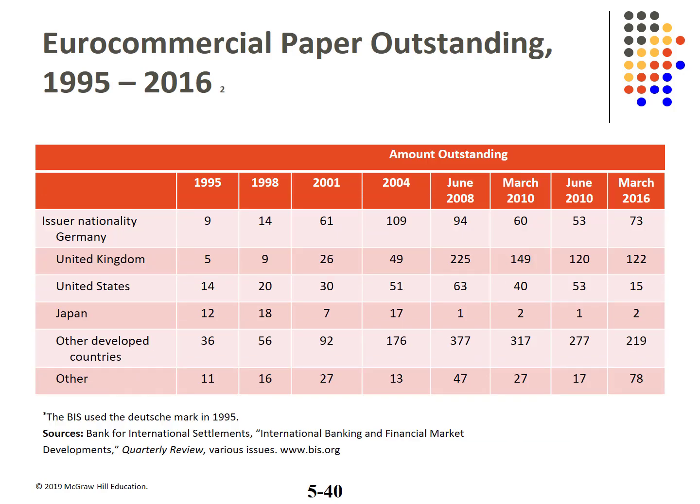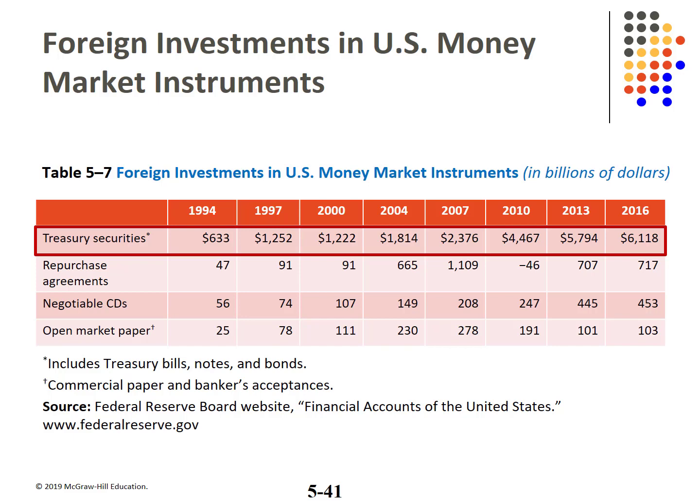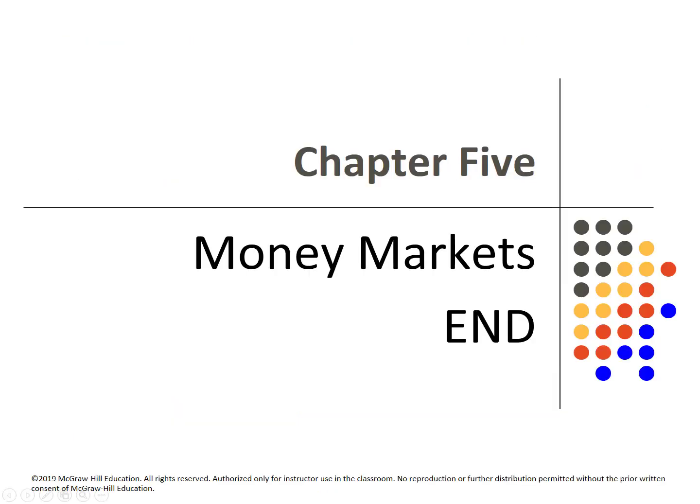This breaks the $509 billion total by issuer, with the UK and other developed countries leading. The U.S. is not a big issuer of Eurocommercial paper. Foreign investment in U.S. money market securities is heavily focused in Treasuries, bills, notes, and bonds, over 80% of the total market. And this ends Chapter 5.